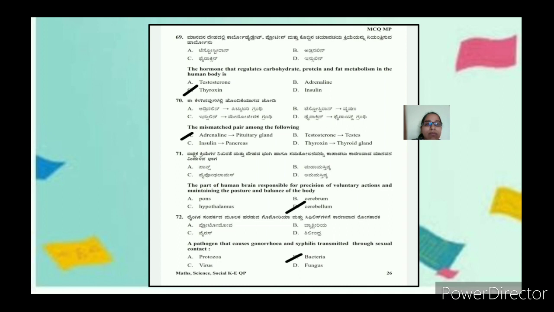The part of the human brain responsible for precision of voluntary actions and maintaining the posture and balance of the body. So the part of the brain responsible for voluntary movement, like walking, running, etc., is carried out by the cerebellum. A pathogen that causes gonorrhea and syphilis, transmitted through sexual contact. So it is coming under bacteria.